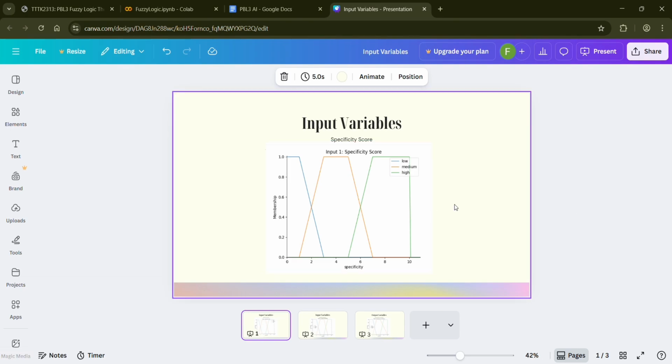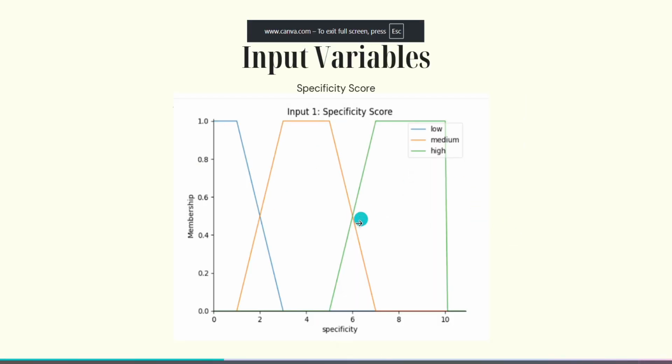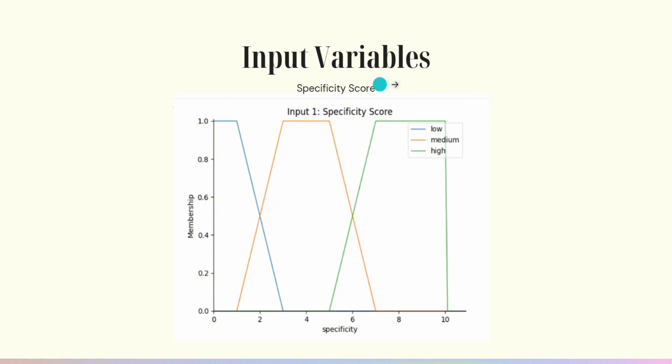So for this graph, it shows the fuzzy membership function for specificity score. The domain ranges from 0 to 10, where higher values mean more conditions are satisfied. The low specificity, which is 0 0 1 3, represents the case where only one condition is met. Medium specificity, 1 3 5 7, represents two conditions, and high specificity, 5 7 10 10, represents three or more conditions. The overlapping regions allow a score to partially belong to multiple categories, which helps the system handle uncertainty smoothly.